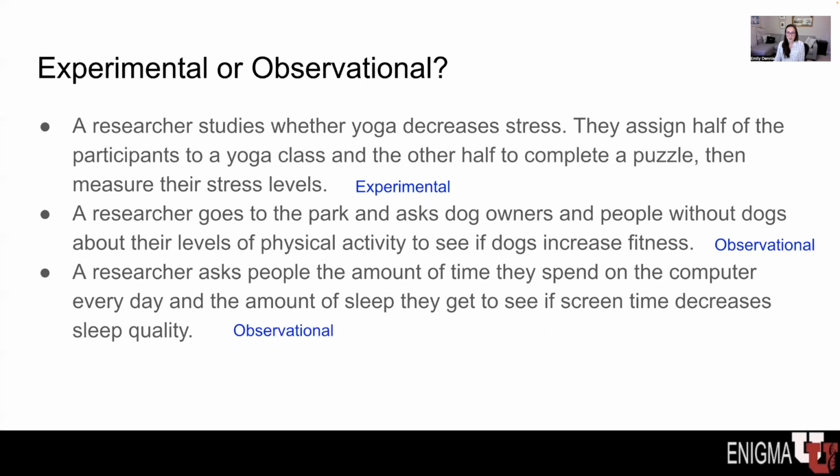And this one is also observational. We're simply asking people how much time they spend on a computer. This could be experimental if we specify that a group of people should spend X amount of time on the computer and a certain group of people should spend a different amount of time on the computer, and then see what happens with their sleep. But just observing the natural behaviors of how much time people spend on the computer means that this is an observational study.